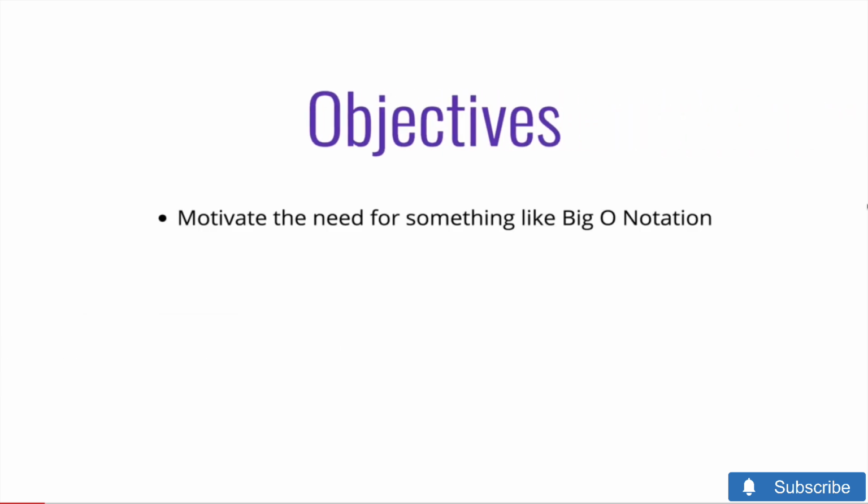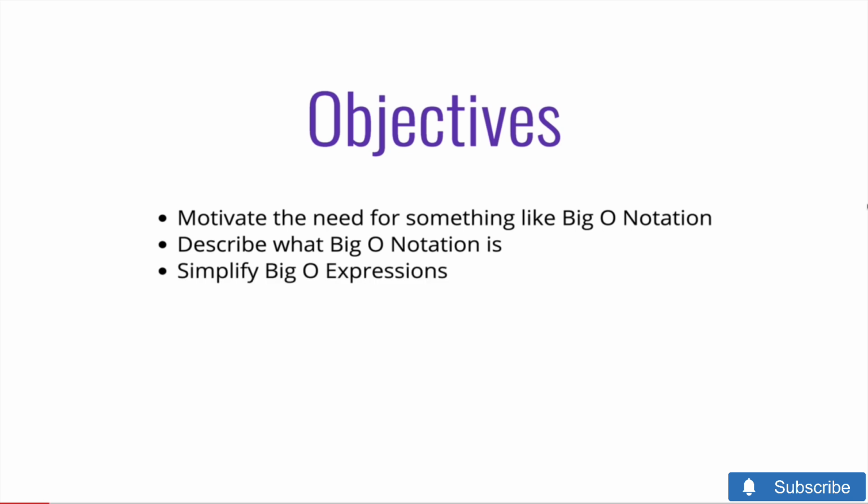Let's talk about the objectives for this section. So in this video, we're going to start by just talking about the need for something like Big O notation. I haven't even mentioned what it is, so we're going to get to that. Then we're going to describe what it is, so why we care about it, what it is. We're going to learn to simplify Big O expressions.